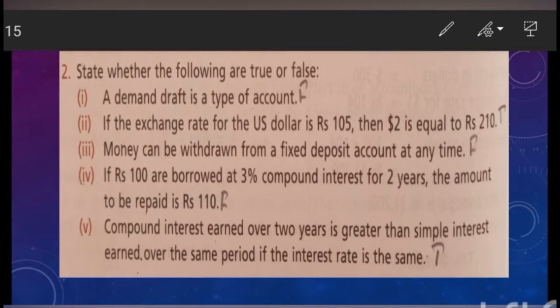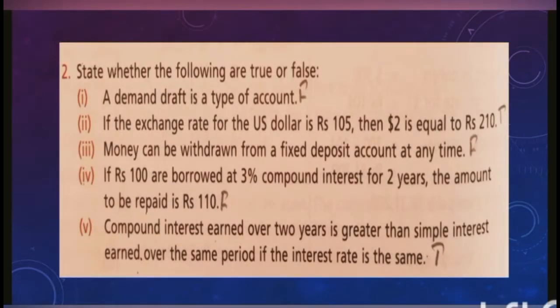Okay, now part 3 is money can be withdrawn from a fixed deposit account at any time. No, you cannot withdraw money from a fixed deposit account at any time you want. This statement is false. Okay, now part 4 is if rupees 100 are borrowed at 3% compound interest for 2 years, the amount to be repaid is rupees 110. No, it's almost 106. Okay, you will see how to solve it later.